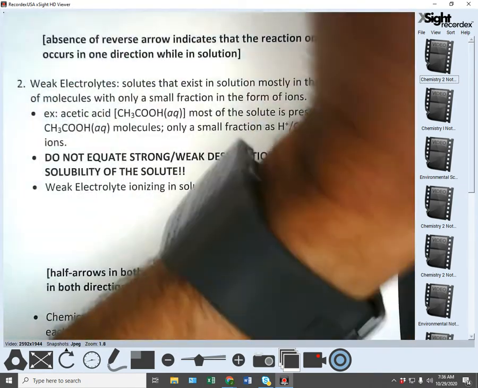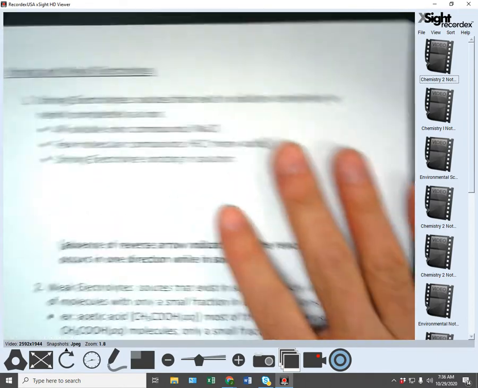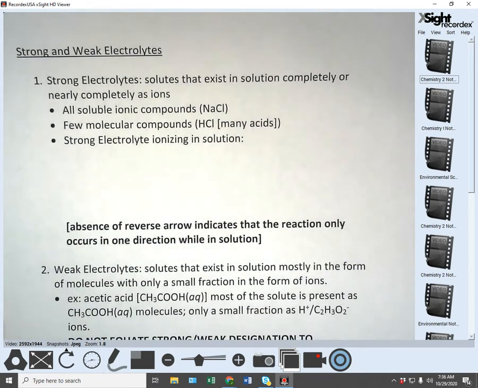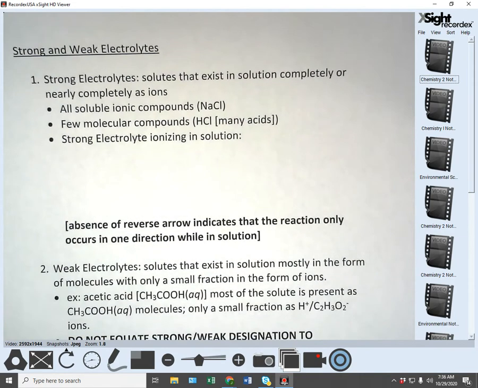Okay, moving on. Electrolytes. We can designate electrolytes as strong or weak. Now, strong or weak has nothing to do with how soluble it is or how it dissolves, if it can or not. It has to do with dissociation. Remember, dissolving and dissociation are two different things.